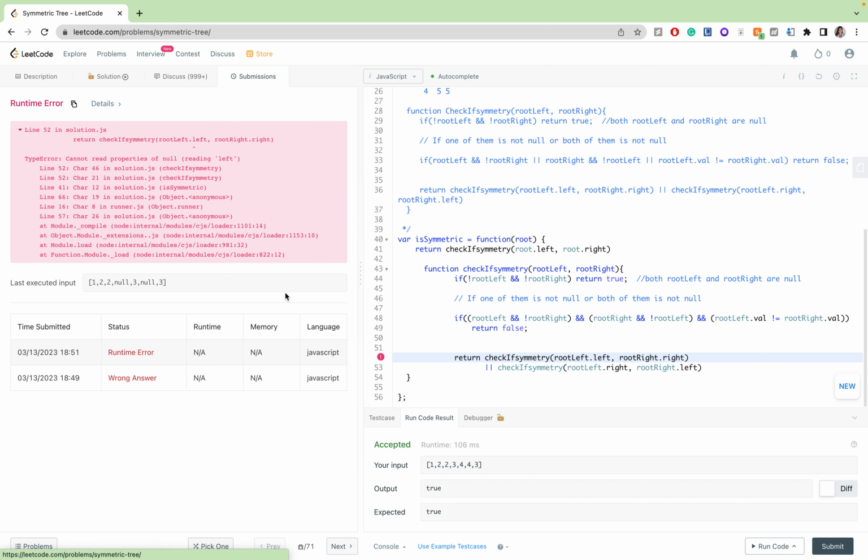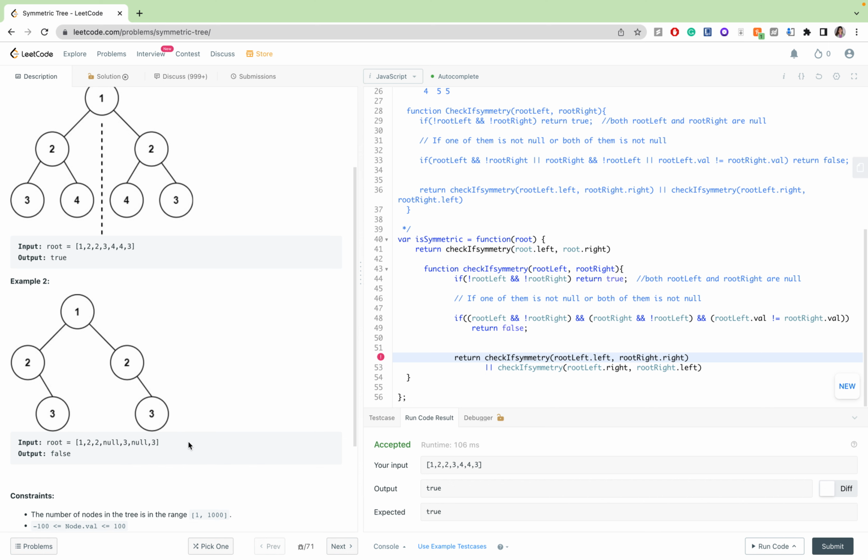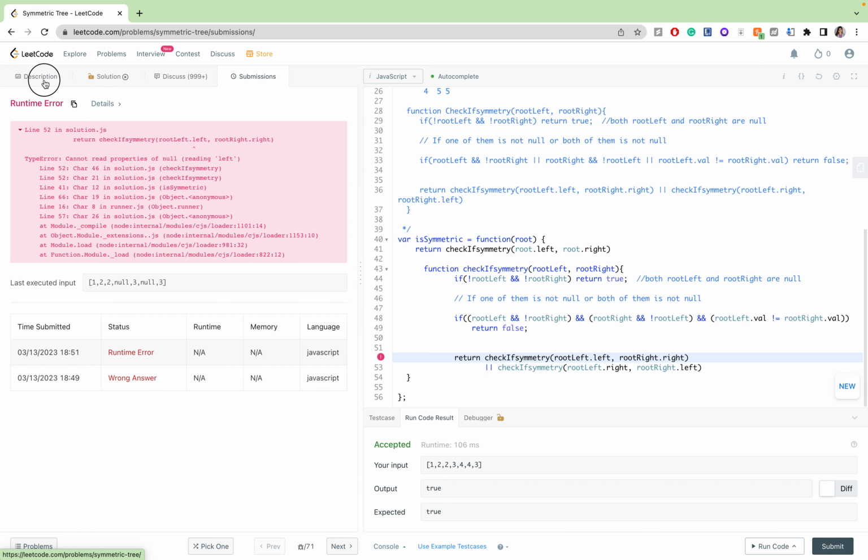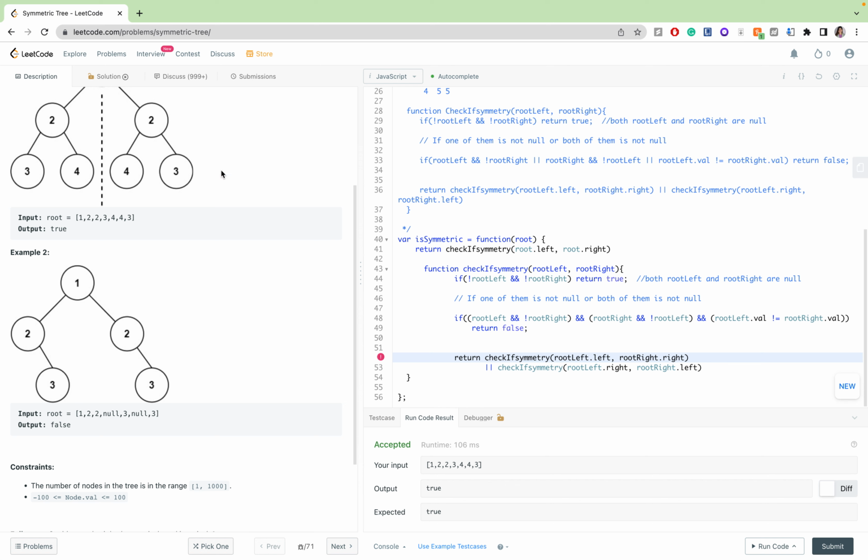1 2 2 null 3 3. This question? 1 2 2 null 3 null 3. Okay. So in this case, first of all, we are looking at 1, then 2, 2, left, left, left, right. And then now we look at 2's left and 2's right. 2's left is null and 2's right is 3. So this will be null and 3.